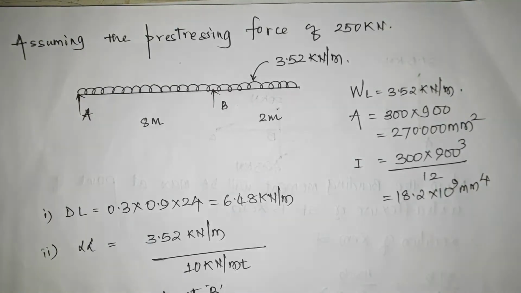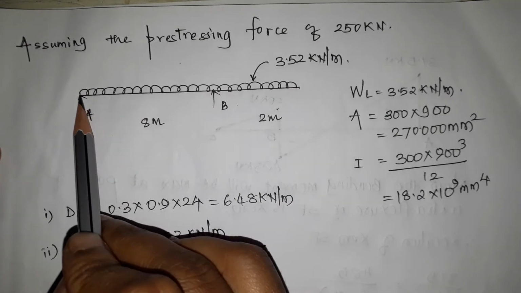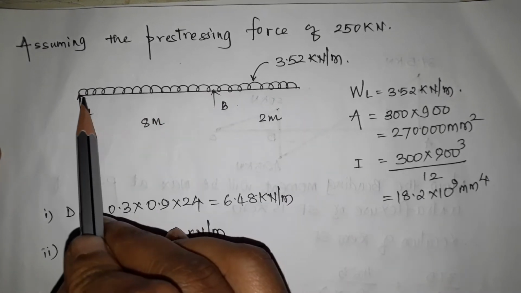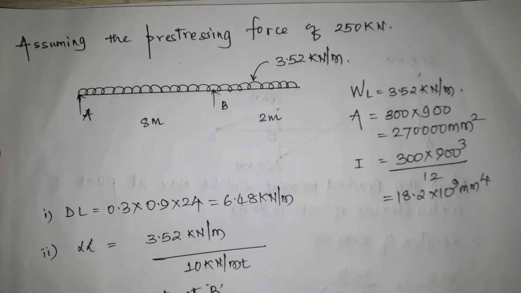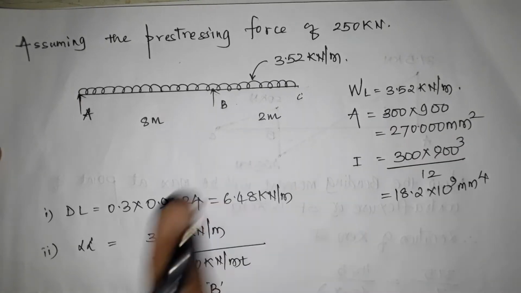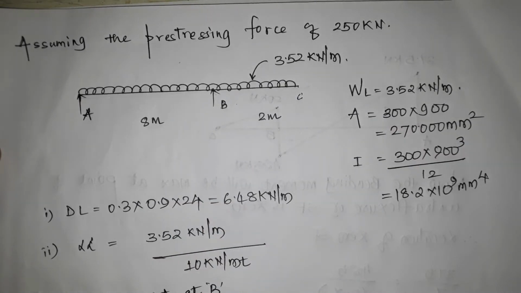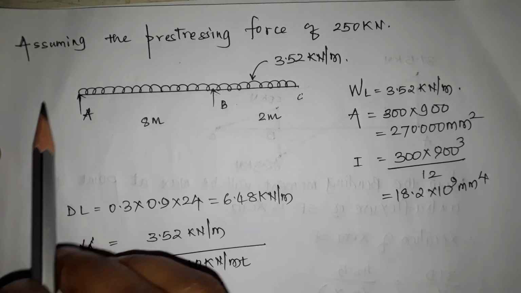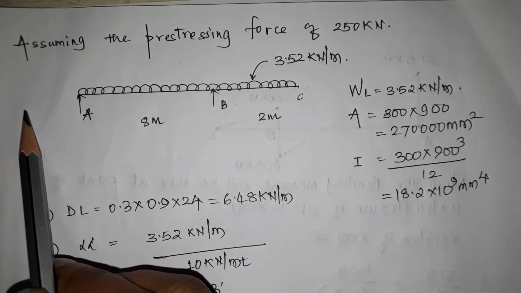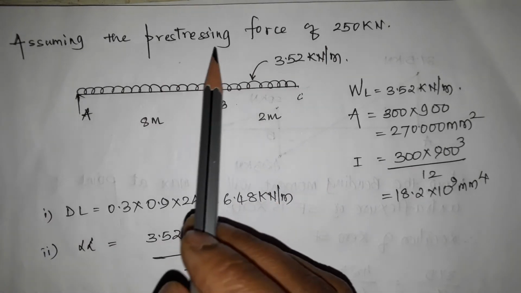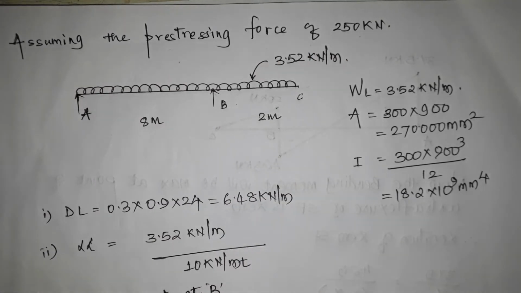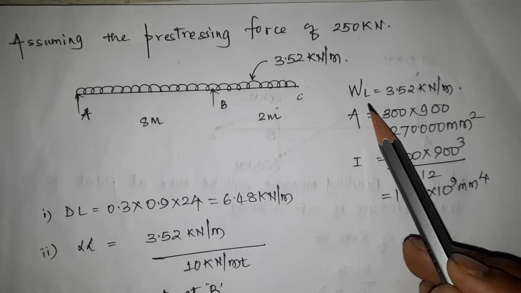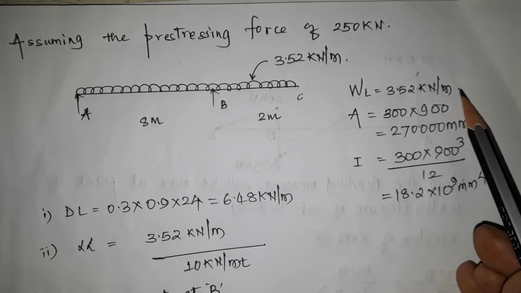So here is the loading diagram we have. The total span from A to B is 8 meter, and from B to C it is 2 meter. Understood? And the other given data: first of all, the prestressing force is not given. So if the prestressing force is not given, you have to assume that. So assuming a prestressing force of 250 kilonewton. So therefore WL is 3.52 kilonewton per meter. These are the given data.